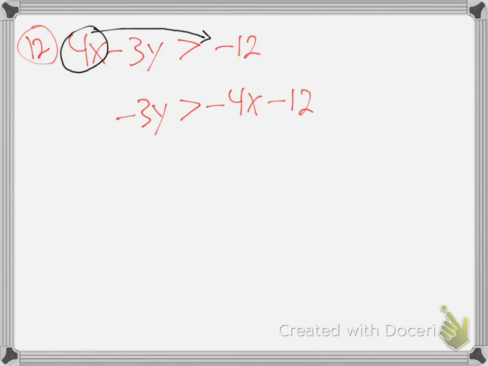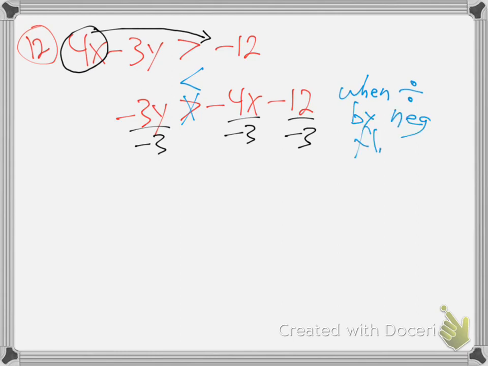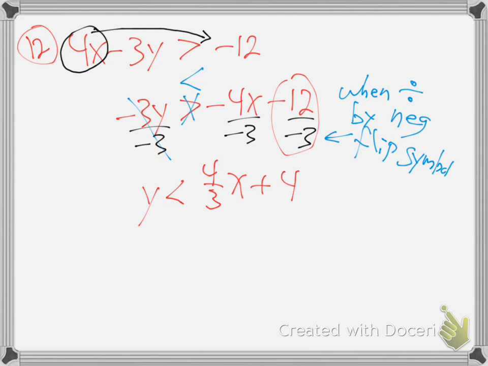Now, we got to get y alone. How do you get y alone? Divide by -3, right? And I'm dividing by a negative, so I've got to flip the symbol, don't I? It's got to go the other way, right? When you divide by negative, flip the symbol. So these cancel. What do we got? Y less than. Two negatives? Positive. Two negatives? Positive. There's our formula.